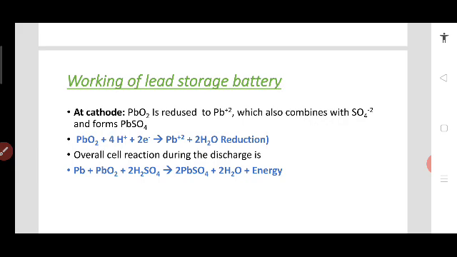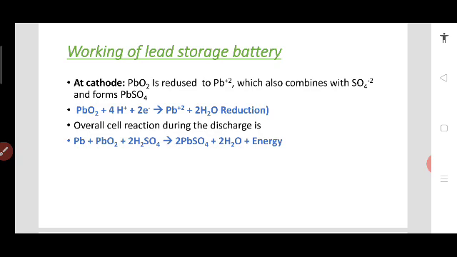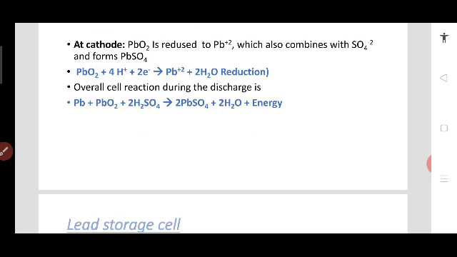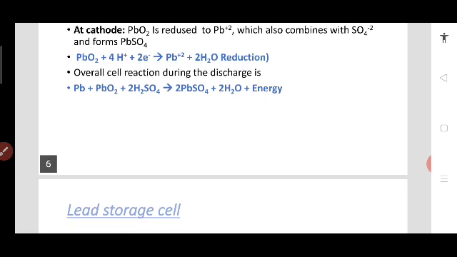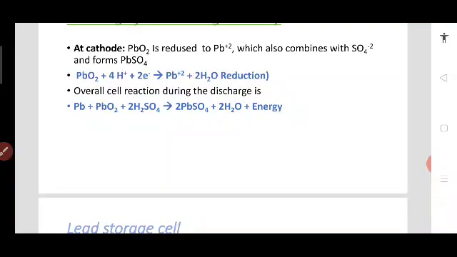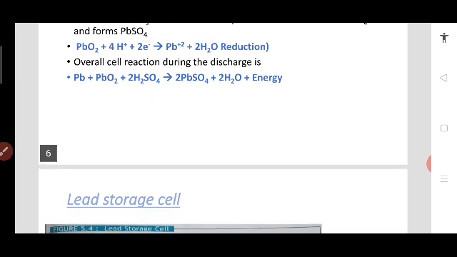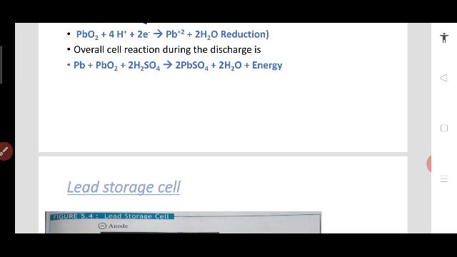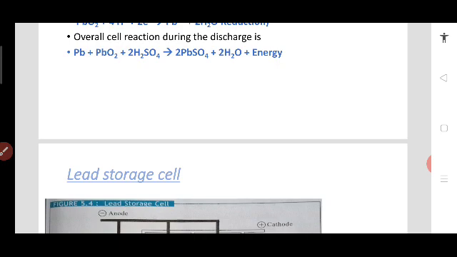At the cathode, PbO2 is reduced to Pb2+, which also combines with SO4 2- and forms PbSO4, which exists at the cathode. PbO2 plus 4H+ ions plus 2 electrons gives Pb2+. The overall cell reaction during discharge is Pb plus PbO2 plus 2H2SO4 gives 2PbSO4 plus 2H2O plus energy.